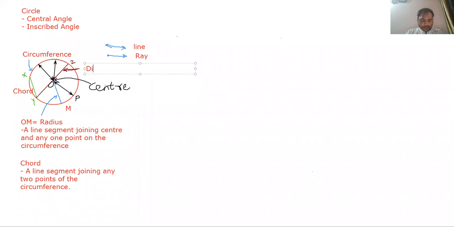Why? See this. Because YZ is also a line segment joining two points of the circumference. And the important thing is that this line segment is passing through the center. XY is not passing through the center. That's why we have given XY the name chord, but YZ is the diameter. So very simple. We can define the diameter as a line segment joining any two points of the circumference and passing through the center of the circle.